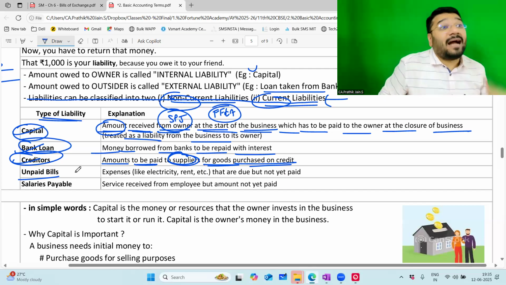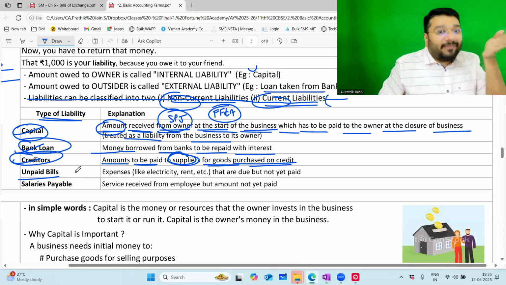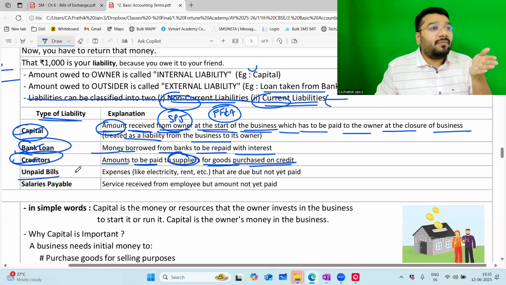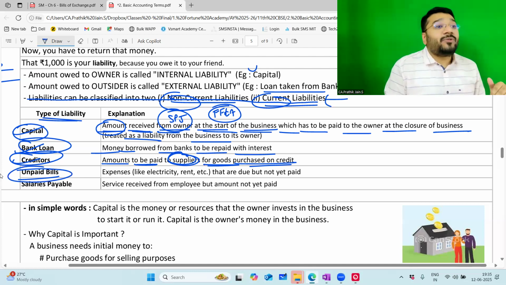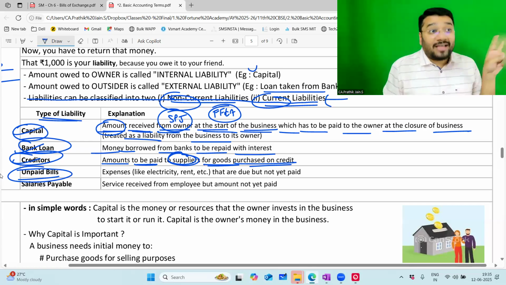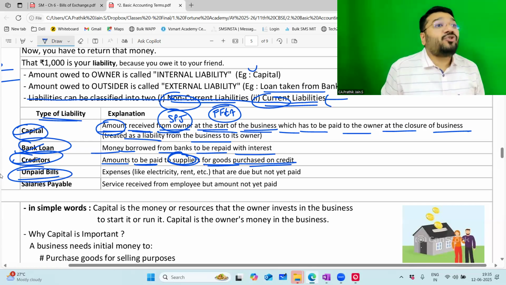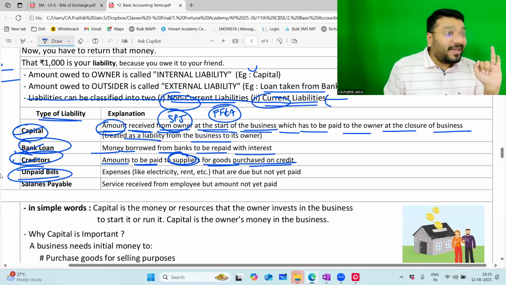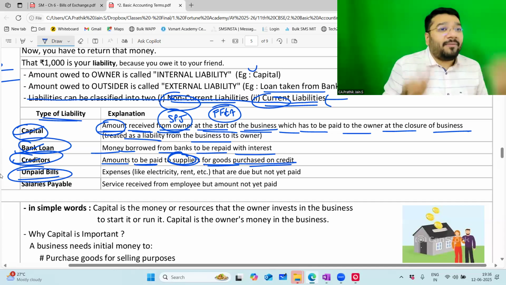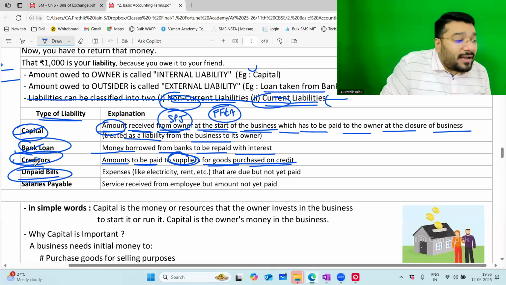Can I say this bill is unpaid yet? The EB department gave the bill, but I have not paid. So can I say this is an unpaid bill? Unpaid bill means the bill which I have yet to pay. So I've enjoyed the services. This bill is for the last 2 months that I enjoyed, April and May, 2 months I enjoyed the electricity, the AC. That bill came now. So this bill I have to pay. Until I pay, it is called an unpaid bill.